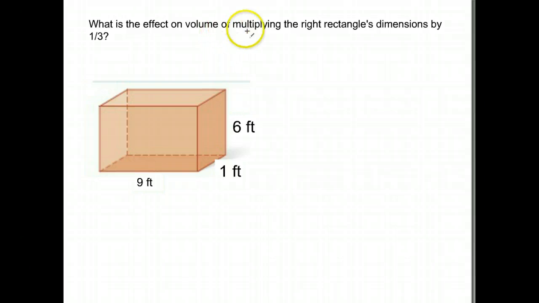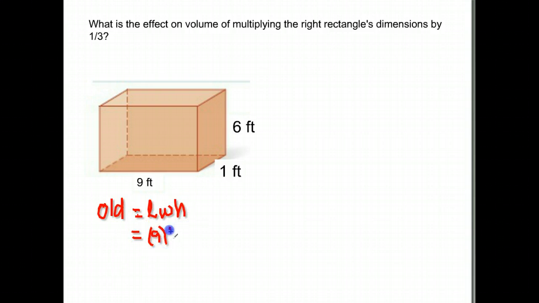What is the effect on the volume of multiplying the right rectangle's dimensions by 1/3? Okay, so what would the effect be on the volume? Well, let's find the original volume. Again, for a rectangular prism, the volume is length times width times height. In this case, 9 times 1 times 6 gives us a volume of 54 cubic feet.